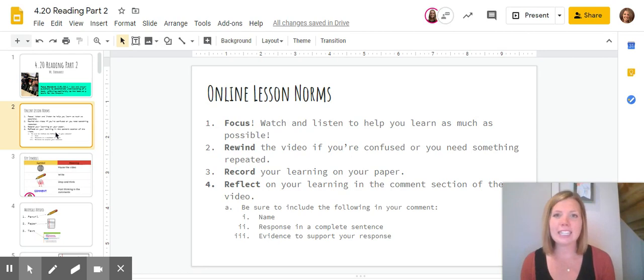Step 3 is that you record your learning on paper. In just a minute, I'm going to show you how to get your paper set up for today's learning. I got some screenshots of some student work last week, and I was super impressed with the work that you guys did. So I'm looking forward to more great responses this week.